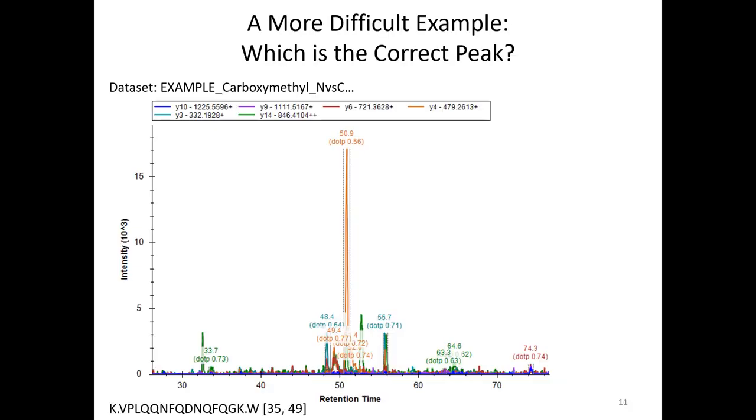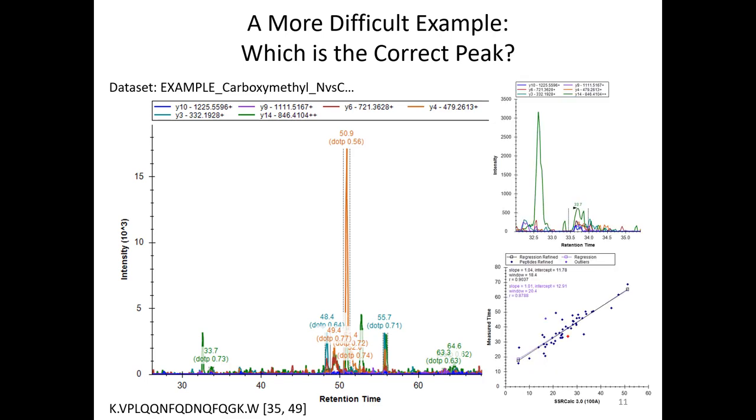Okay, so here's another example going through this peptide. Which one is the correct peak? So we've got dot products 0.73, 0.56, 0.6, 0.7, 0.7, 0.7, 0.6, 0.7. They're all not that good. Anyone have any ideas? I can't remember, so let's find out.